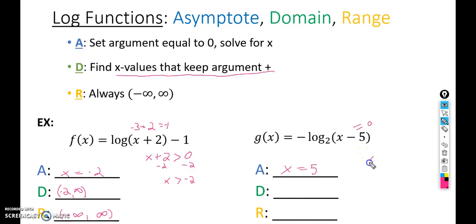Let's look at the domain. I'm going to set the argument up as an inequality that is greater than 0. And when I solve this, I'm just going to add 5 to both sides. And I will get x is greater than +5. So this means the x values of my function must be any x value greater than 5 and not equal to 5. So that means my domain starts at 5 and goes to positive infinity. And my range is from negative infinity to positive infinity.